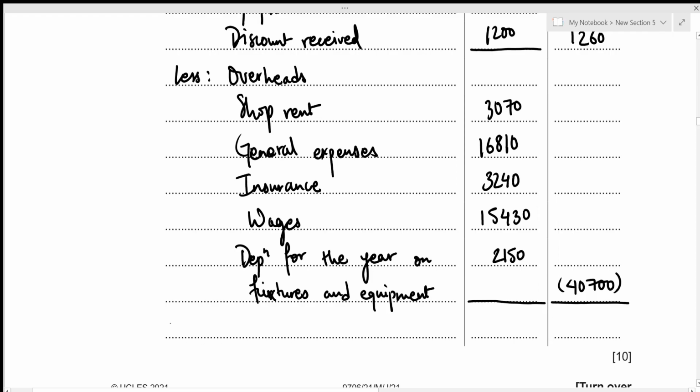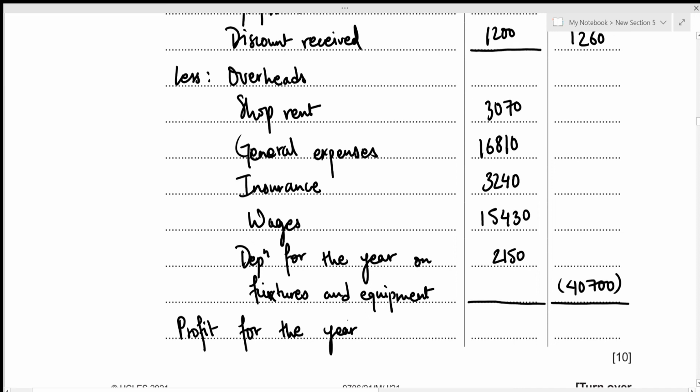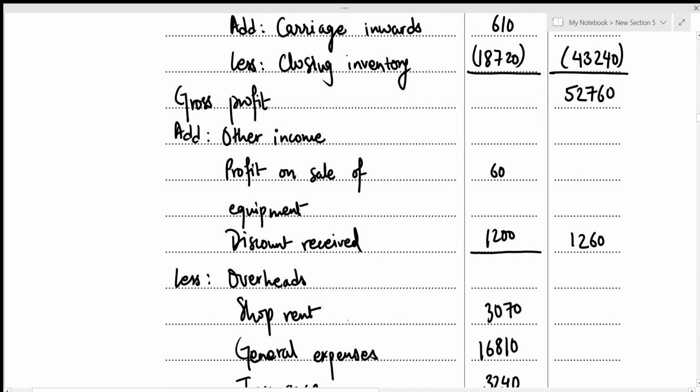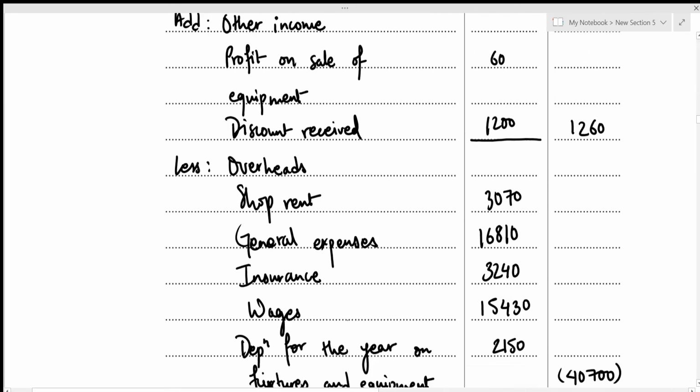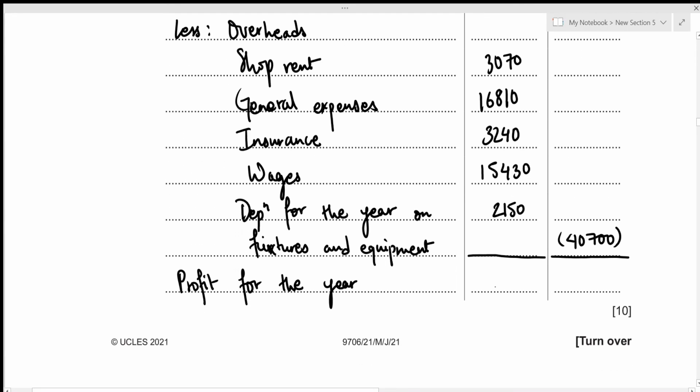Now we can just figure out the profit for the year. In order to figure out the profit for the year, we'll start from the gross profit amount, so that's 52,760. Then we'll add the amount for other income, which is 1,260. And then we'll subtract the overheads amount of 40,700, which gives the profit for the year to be 13,320. So this concludes the income statement.